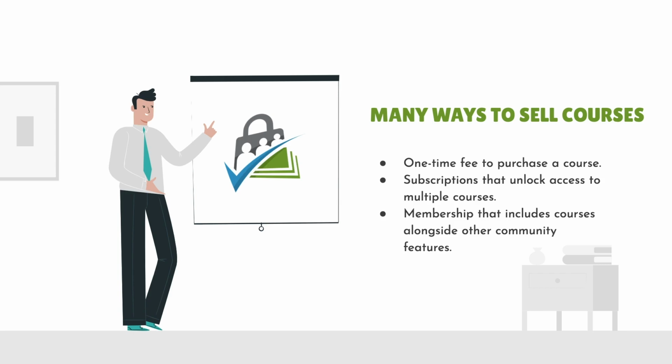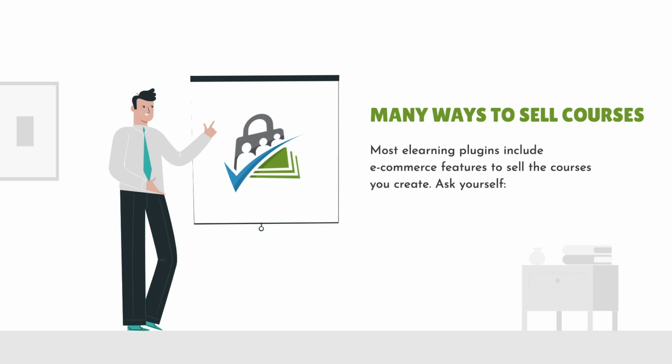For example, you might want to offer one-time fees to purchase a course for your users, or you might want to offer a subscription that unlocks access to multiple courses. And the reason why you want to think about this is because you might want to build out your website differently if you choose this, and the way you go about doing this will differ depending on what you choose.